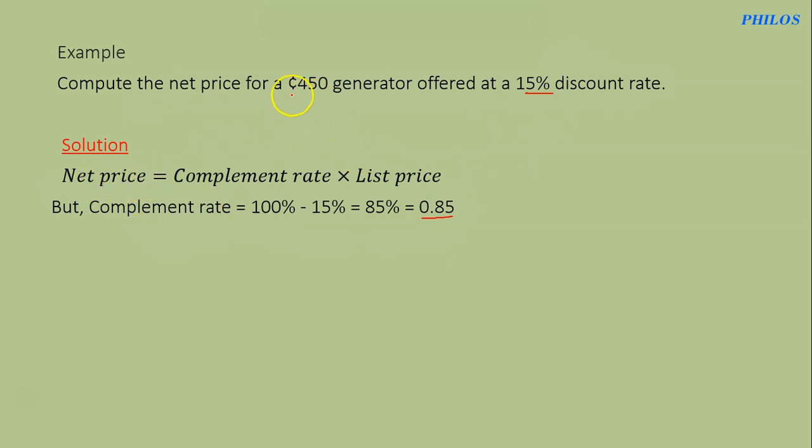So now that we know the complement rate, we can easily find the net price. From the question, this is the list price: 450 cedis generator, meaning the list price of the generator is 450 cedis. So let's substitute that in the formula. Net price will be equal to the complement rate, which is 0.85, times the list price, which is 450. So take your calculator and enter 0.85 times 450. You will get 382.50. That is 382 cedis 50 pesewas. That's the net price.